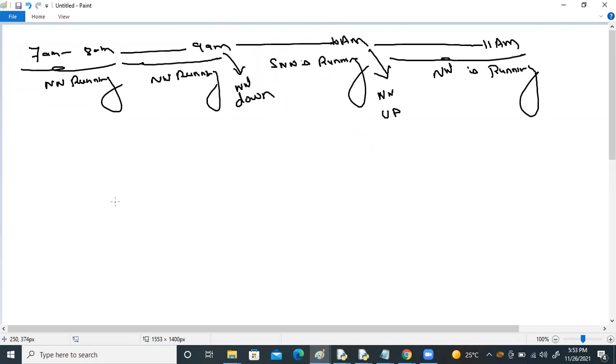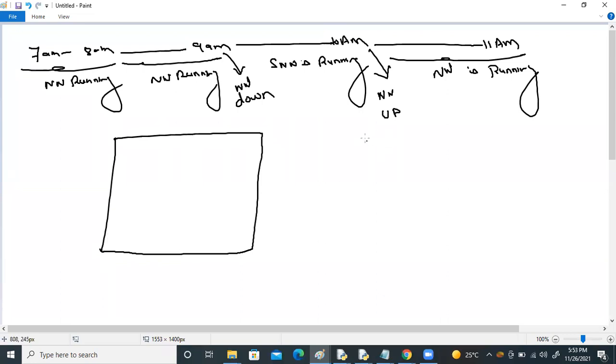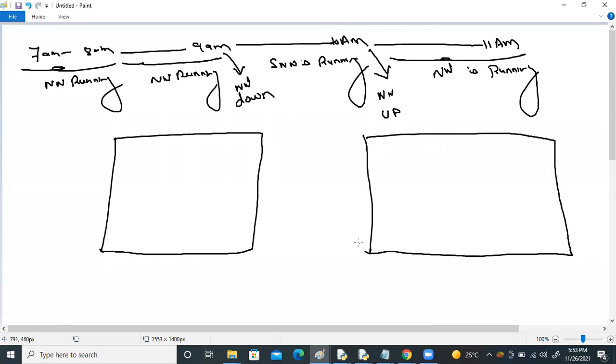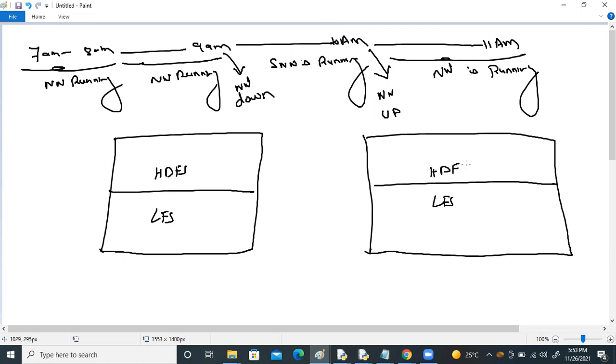Now observe this. This is the name node, and this is the secondary name node. Every node is going to have a local file system and the Hadoop distributed file system.